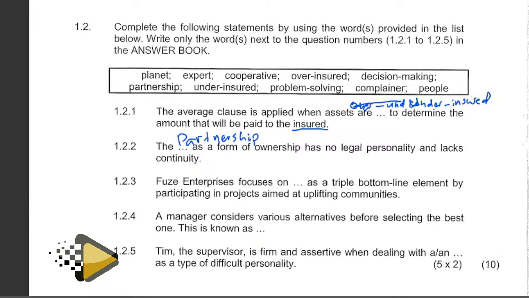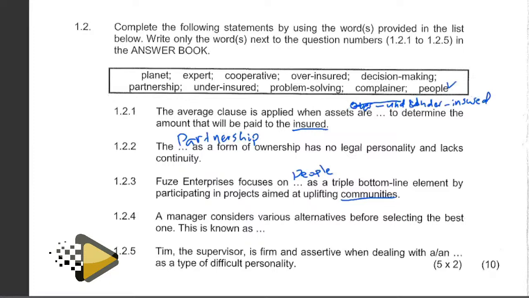Now let's move on to 1.2.3. Views Enterprises focuses on dash as a triple bottom line element, by participating in projects aimed at uplifting the community. So it means that this caters for social, because social is one of the bottom line elements. We have people, we have profit, as well as planet. So here we have people as the appropriate answer. Okay, right, grade 12. Let's move on to the next question.